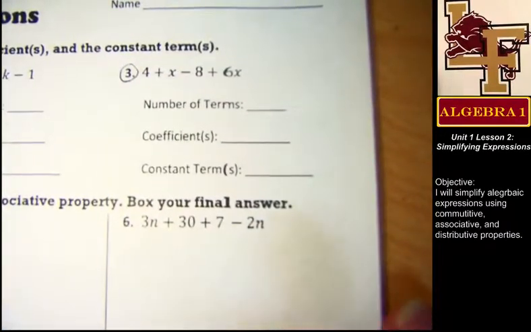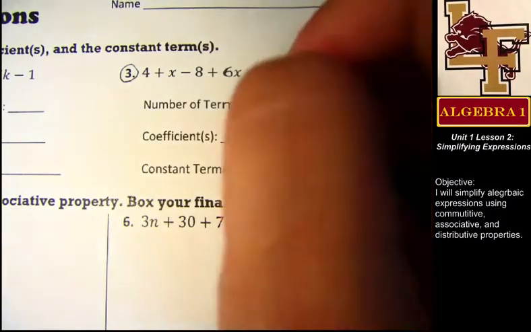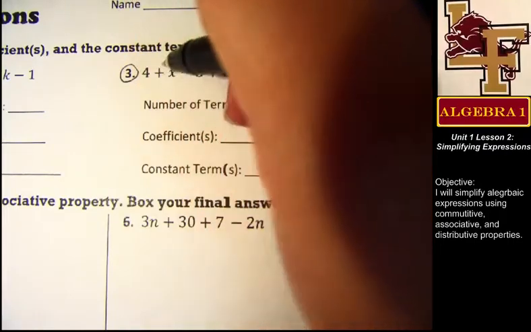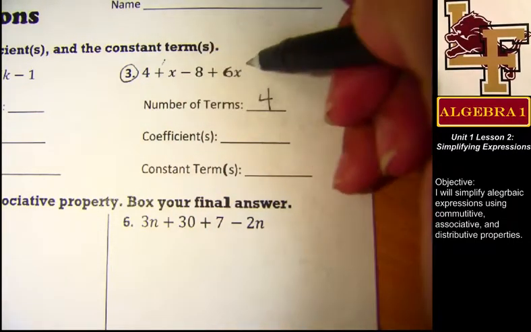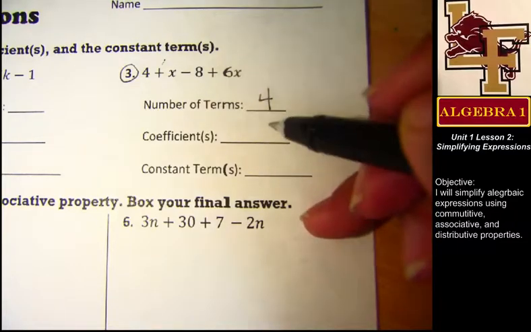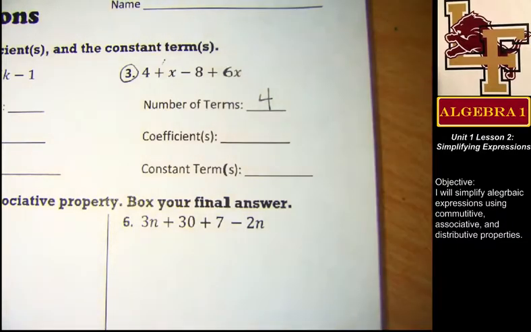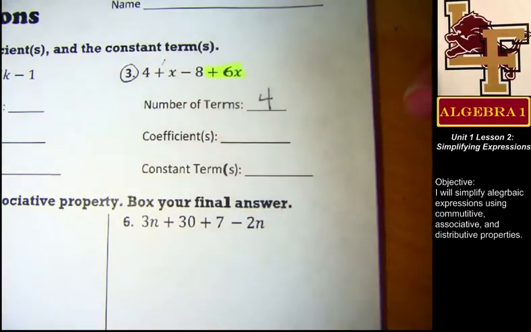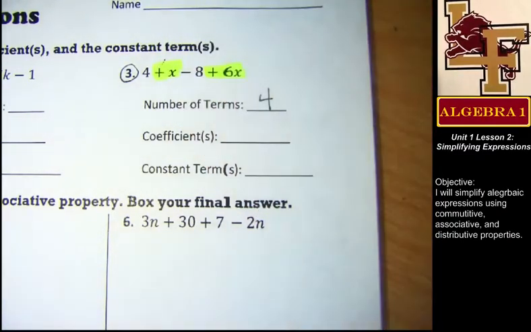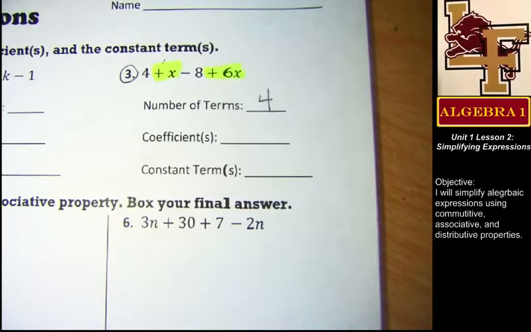So number 3 asked you to count the terms. What did y'all get? 4, yeah. You guys are doing really well counting terms. So 1, 2, 3, and 4. The coefficients, which terms have variables? The 6x and the 1x. So now we're going to list out those coefficients.